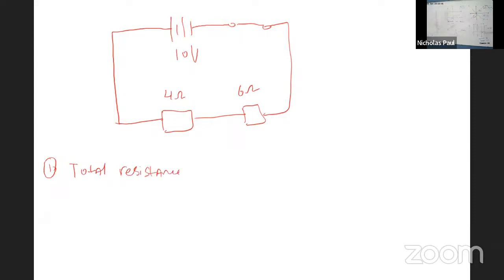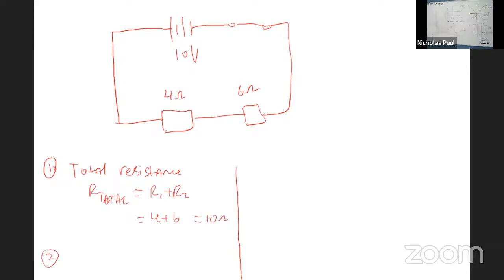Those two resistors are connected in what? Series. So how are we going to get the total resistance? Add them up, right? Very good. So you can write the formula R1 plus R2. So that will be 4 plus 6, and the answer is 10. That's okay?